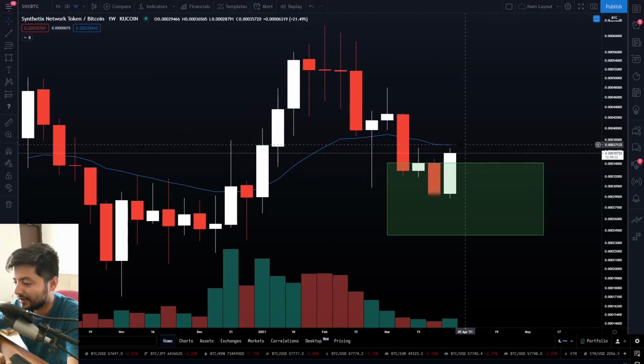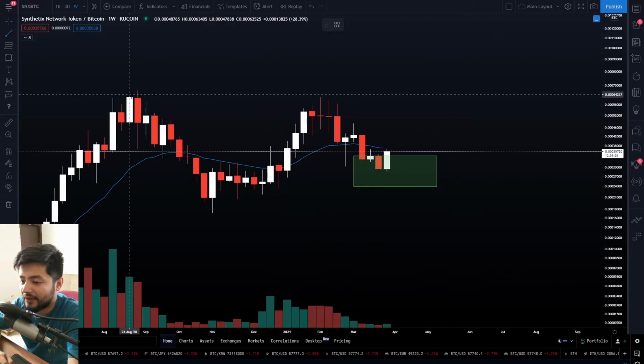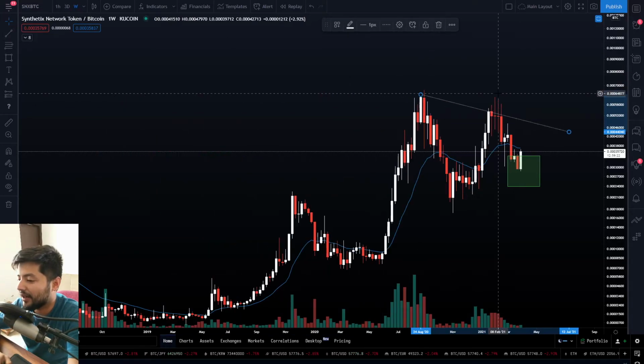You want to be closing your weekly candle above the 21 simple weekly moving average, and then you can talk about the fact that you'll be challenging this grind and ultimate resolution to the upside for at least the retest of the prior all-time high on the BTC pair.